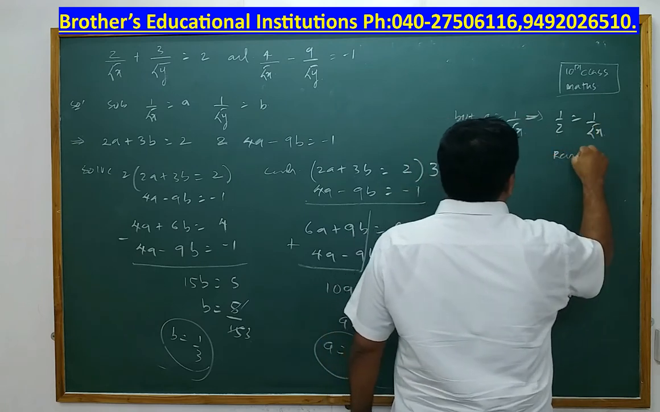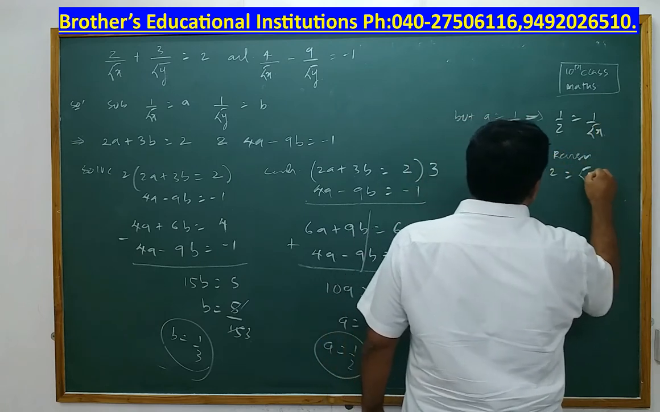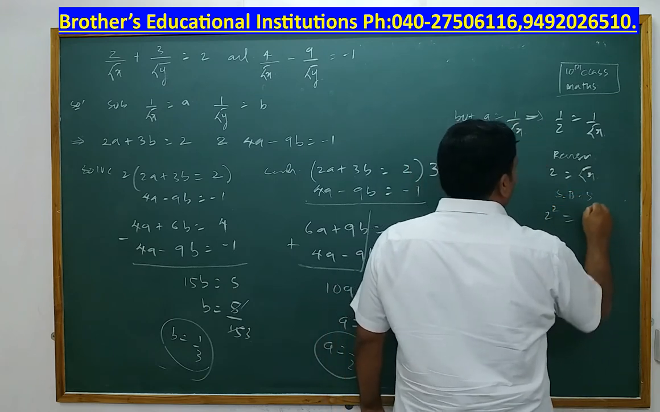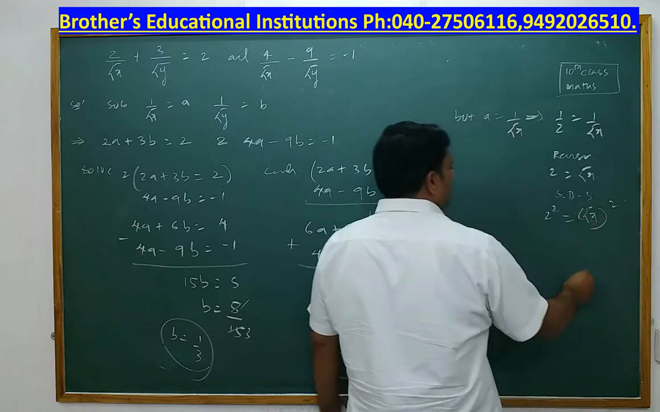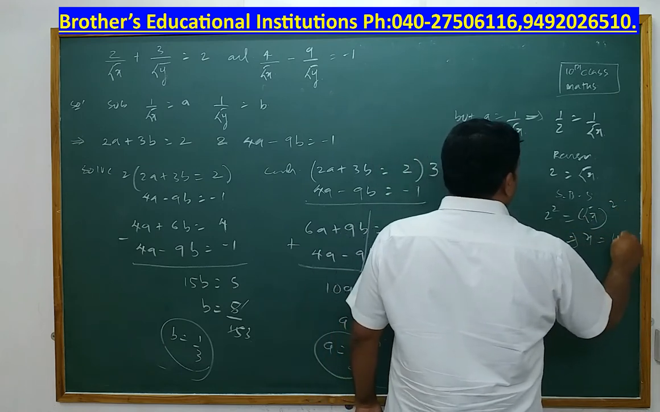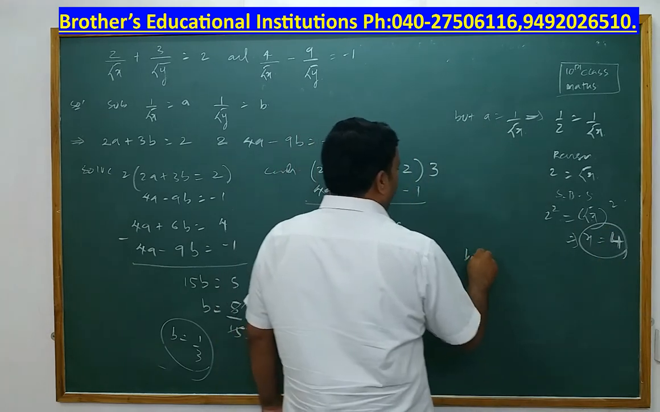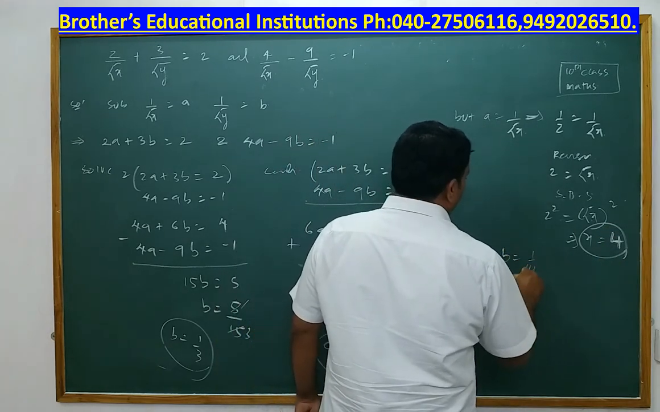Reverse. When you reverse, what will happen? 2 is equal to root x. Squaring on both sides, 2 square is equal to root x whole square. What is root x whole square? x. So therefore, what is x equal to? 4.